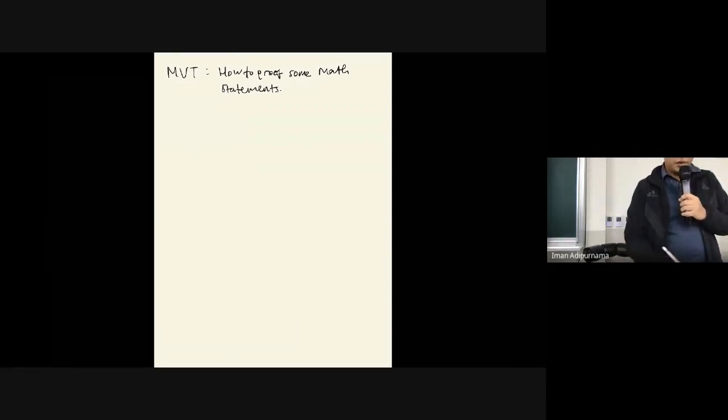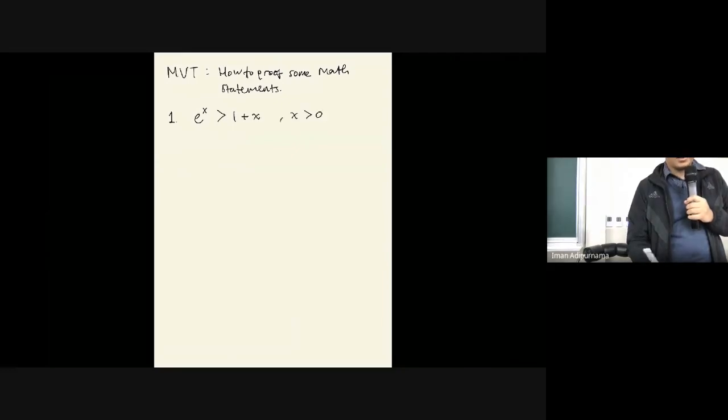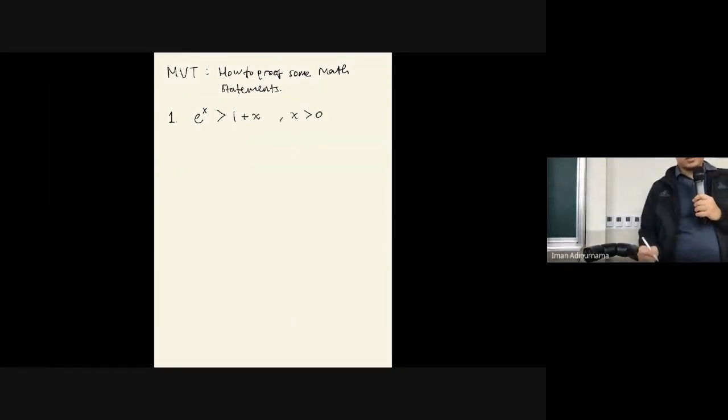Okay, let me start with this: if I have e to the x is greater than 1 plus x, and x is greater than 0, prove that e to the x is always greater than 1 plus x. Okay, I will show you how. So how to prove?